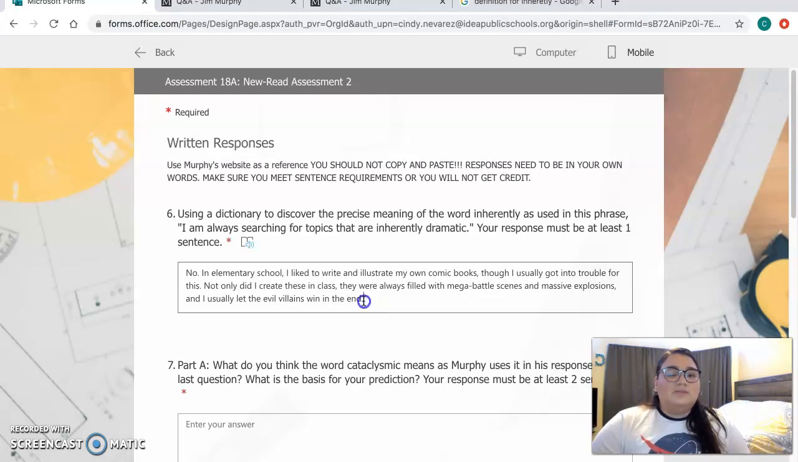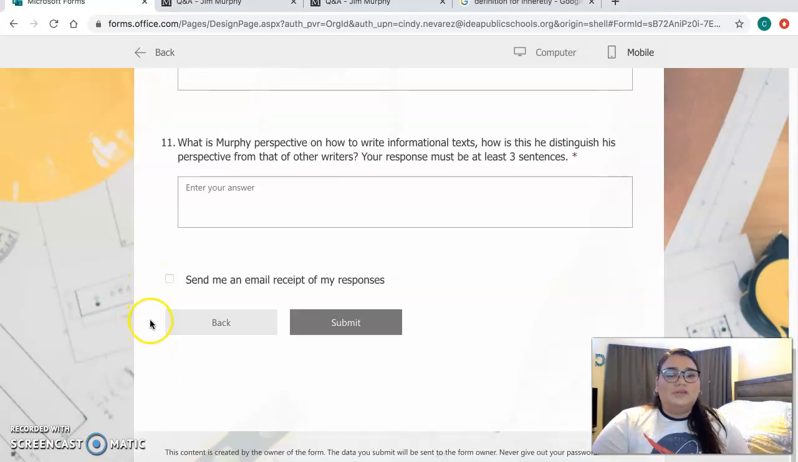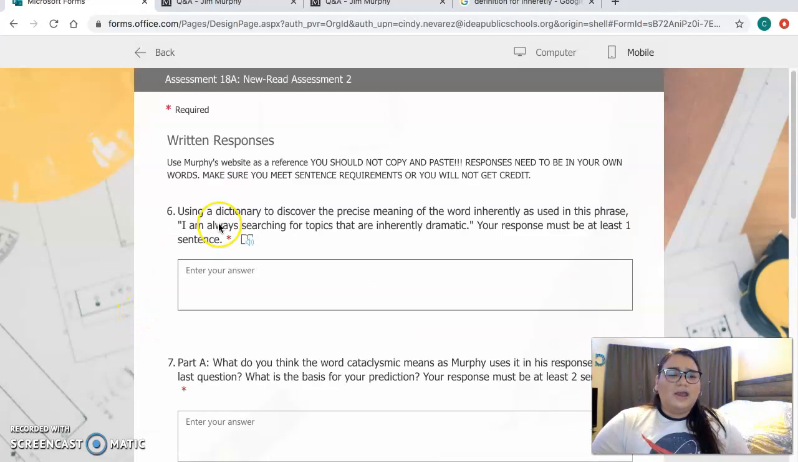So please, please, please avoid copying and pasting, avoid cheating, because I do not want to give you a 0. So please make sure that you're being honest with your responses and that you are doing what I'm asking you to do.